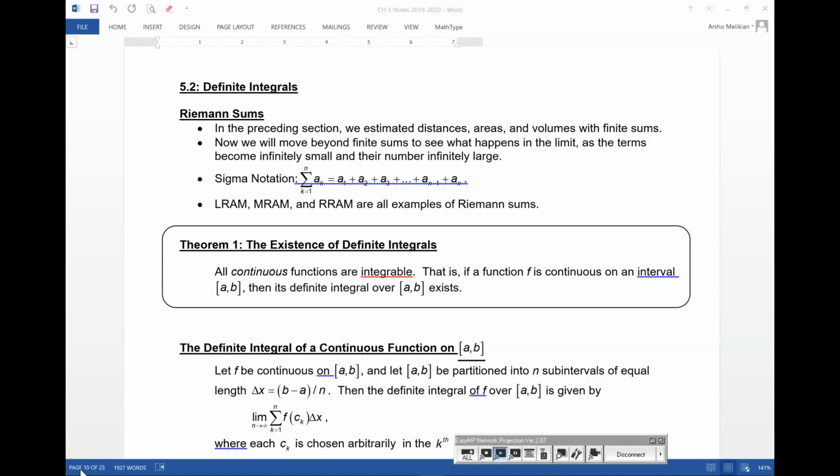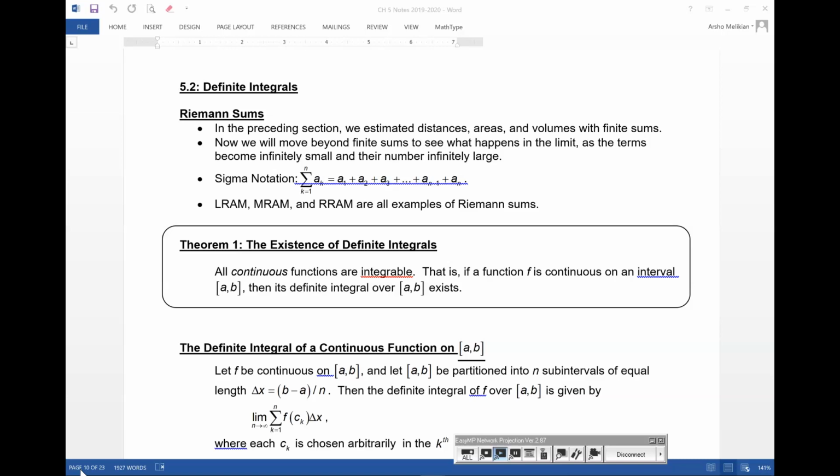So, in the past few sections, we learned how to estimate distances, areas, and so on, using sums. Basically, we first drew a series of rectangles under the curve. Then we drew a series of trapezoids under the curve, and we added up all of the areas of each of the rectangles and each of the trapezoids.